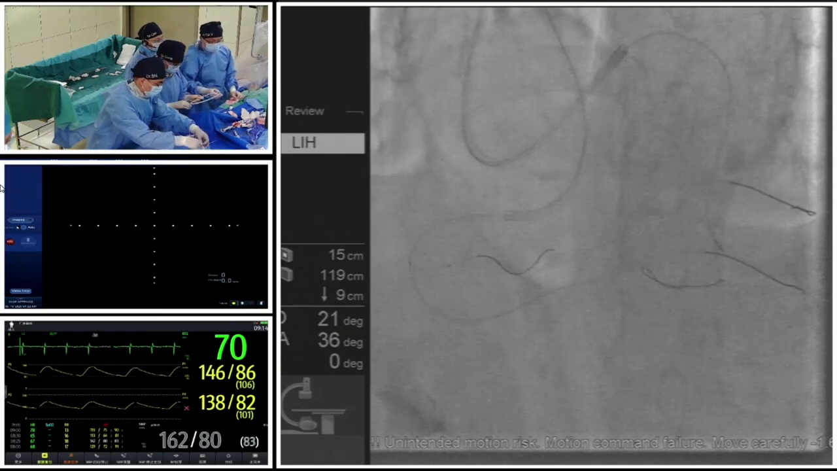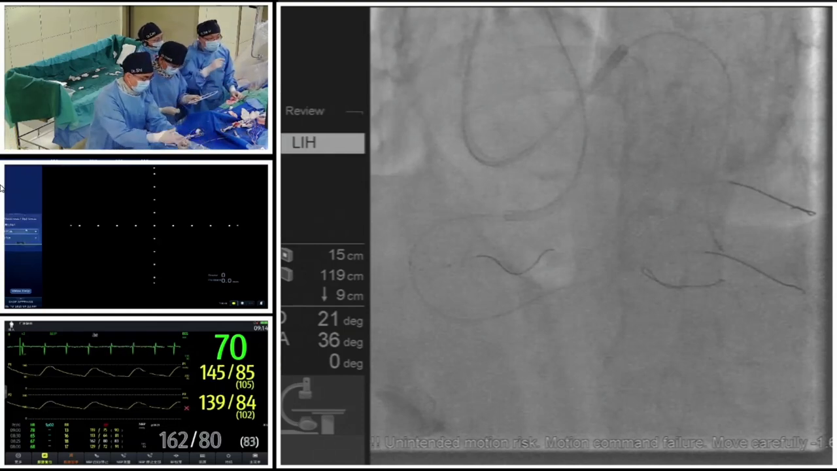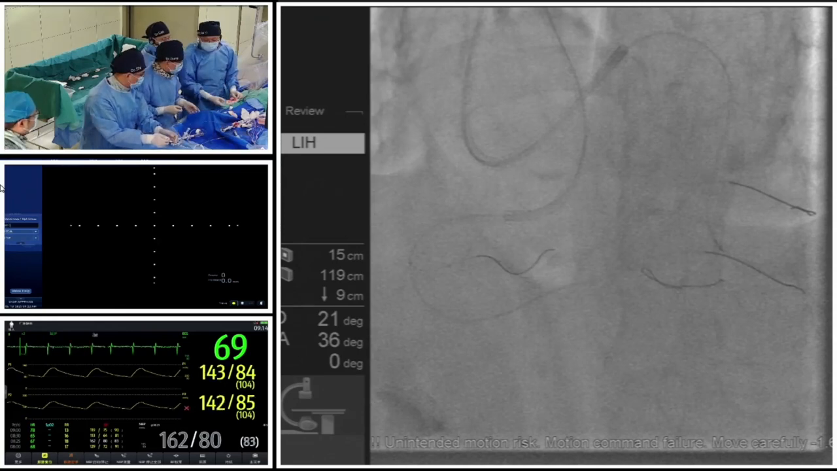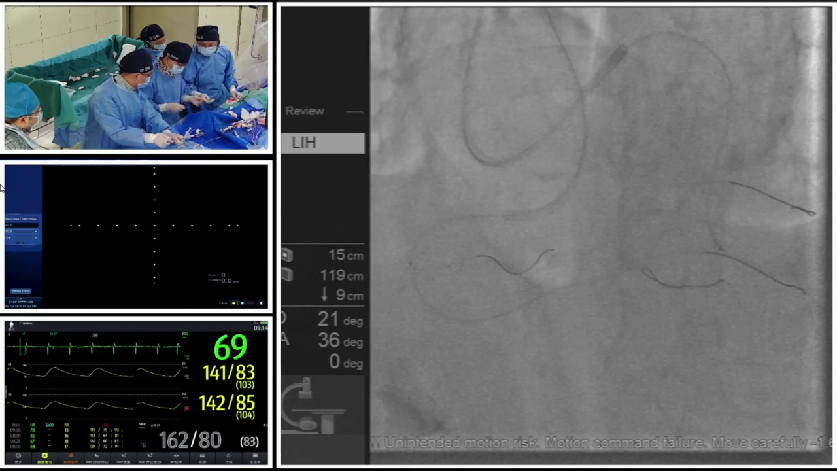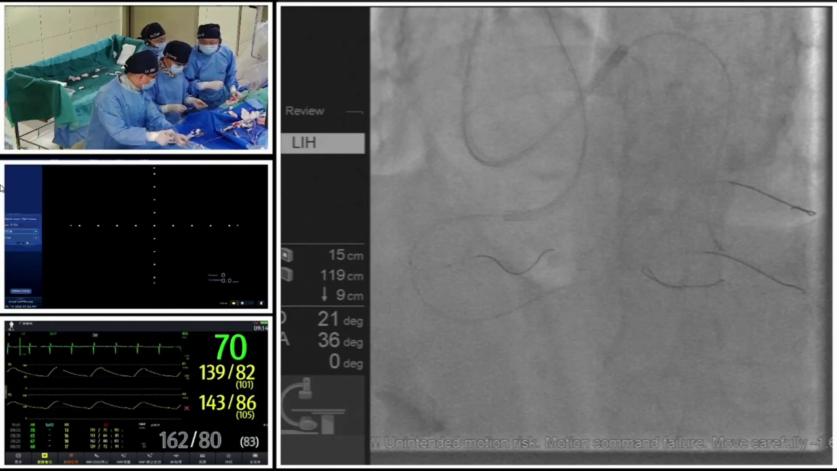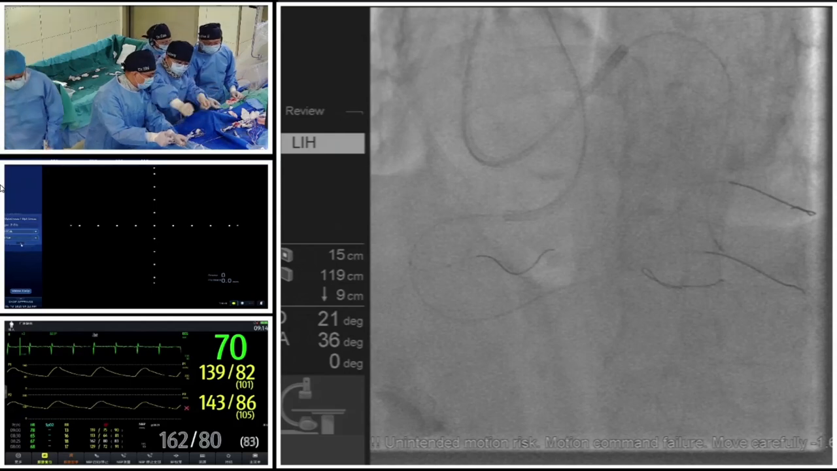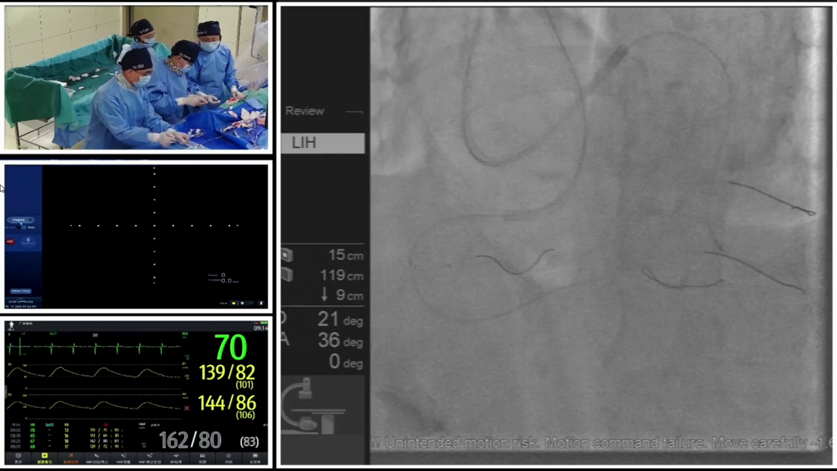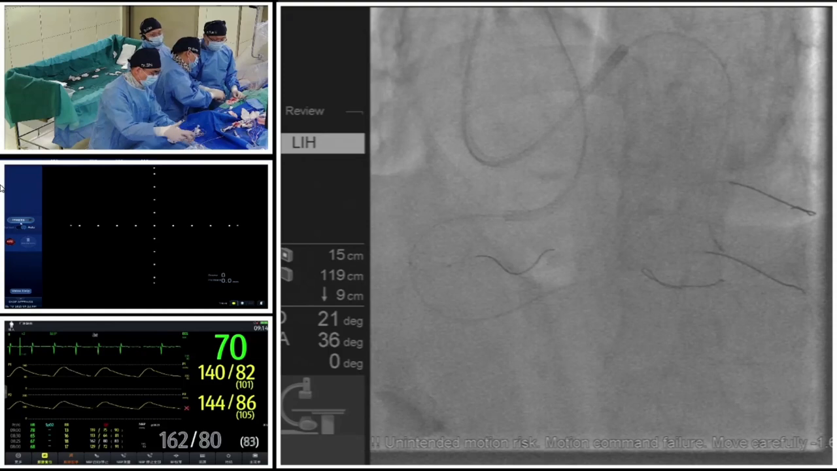Because we already used the knuckle technique, there should be a hematoma, so I disconnect the syringe to avoid the antegrade injection. Because this is very important information. I just mentioned this earlier, that we try to avoid antegrade injection to prevent causing more severe hematomas from the antegrade approach.